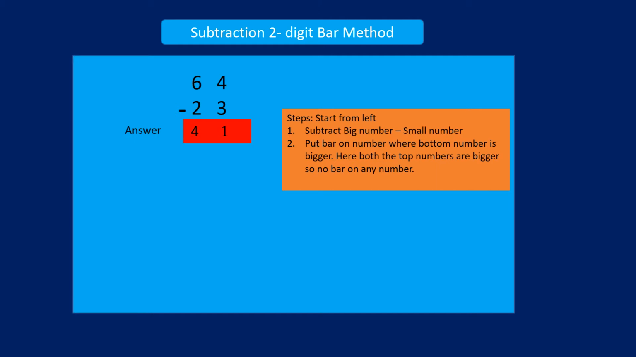One more example. 64 minus 23. Again start from left. Big number minus smaller number. 6 minus 2, 4. 4 minus 3, 1. Next step is like we put a bar. But since here all the top numbers are bigger, we are not going to put any bars on the numbers. So 41 is your answer.